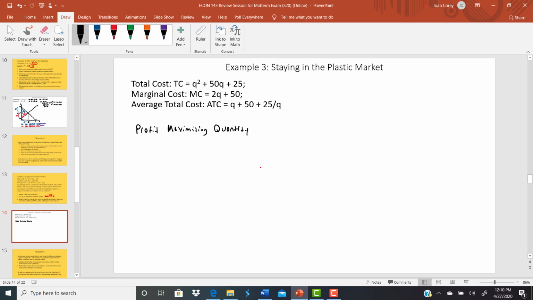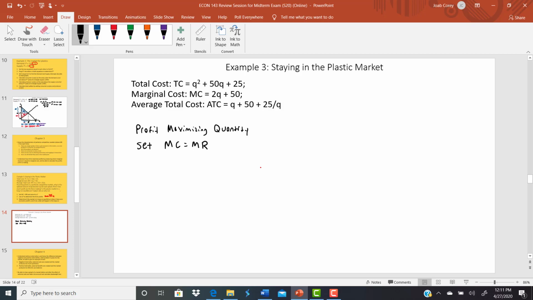In order to do that, you need to set marginal cost equal to marginal revenue. If the marginal revenue is greater than the marginal cost when it comes to producing an item, firms are going to want to make more of it. If the marginal cost is greater than the marginal revenue when it comes to producing an item, then firms are going to want to make less of it until they get to the point where MC equals MR.